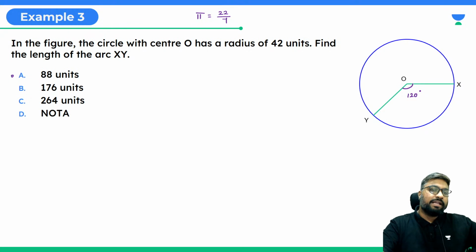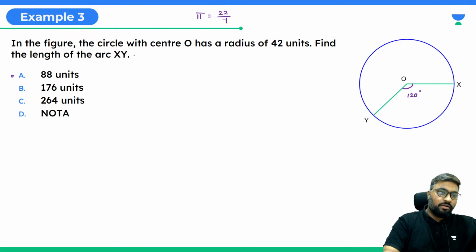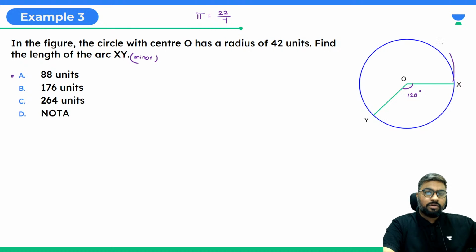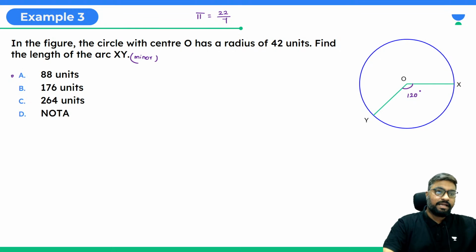So here when they mean length of the arc XY, they are meaning the minor arc. Okay, minor arc. क्योंकि XY अगर आप देखोगे तो XY ये भी है, XY ये भी है. Okay, so they mean the minor arc. All right. Very good, Ankit. A is the right answer. 88, correct.